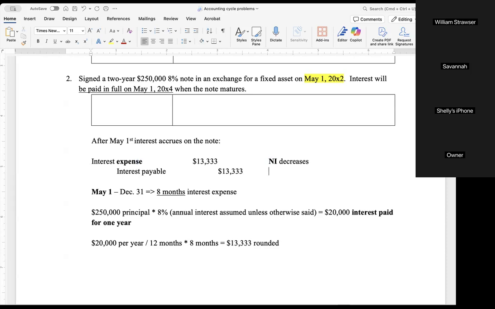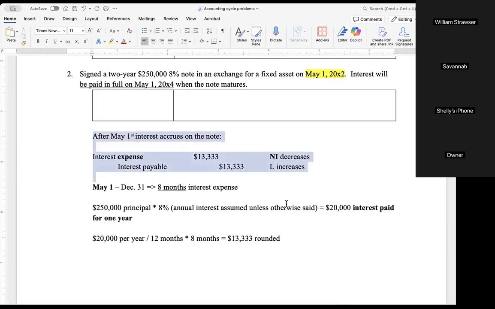How about the interest payable? What does it do to liabilities? Yep. It increases. Good. So then, again, these are just extra points on the exam, like another 0.5 points each or 2.25 points each. But definitely make sure you can label all of them. So that's how you do the interest one.